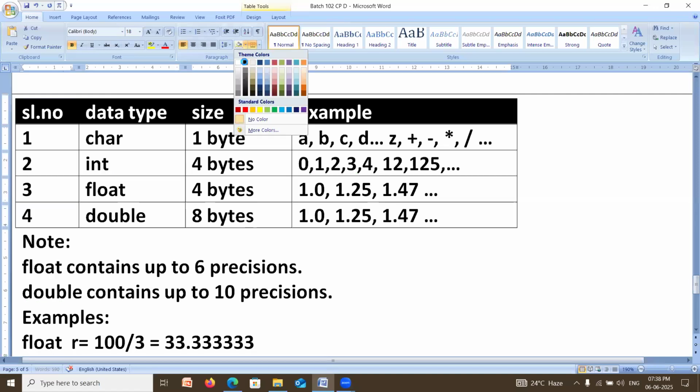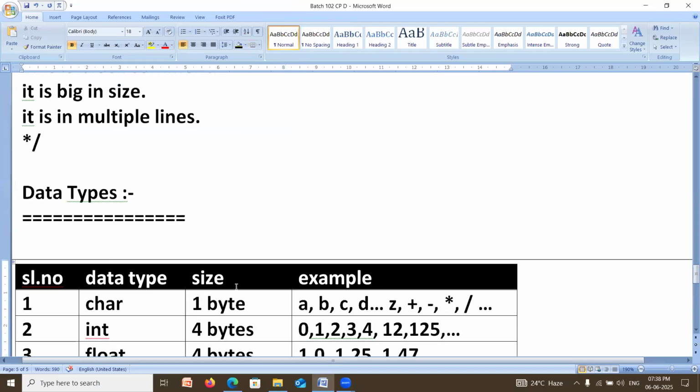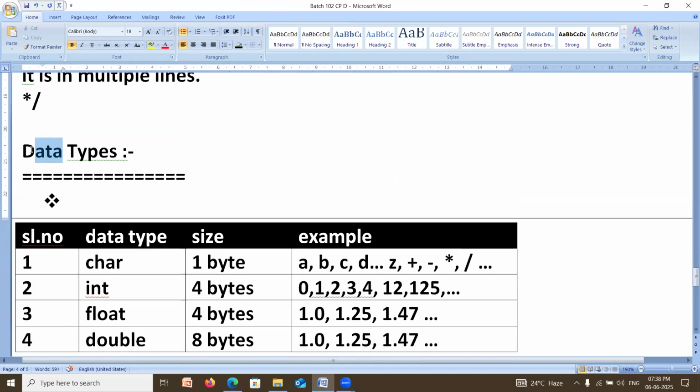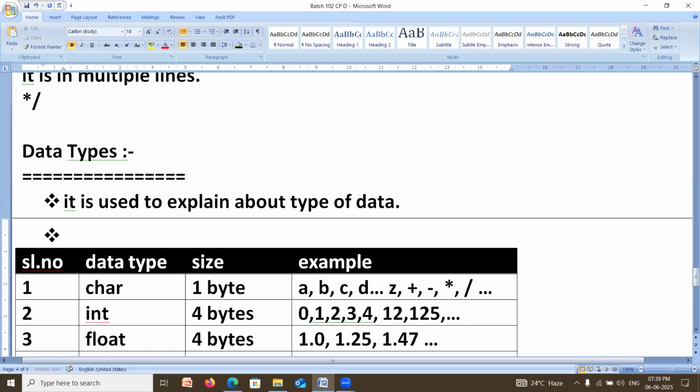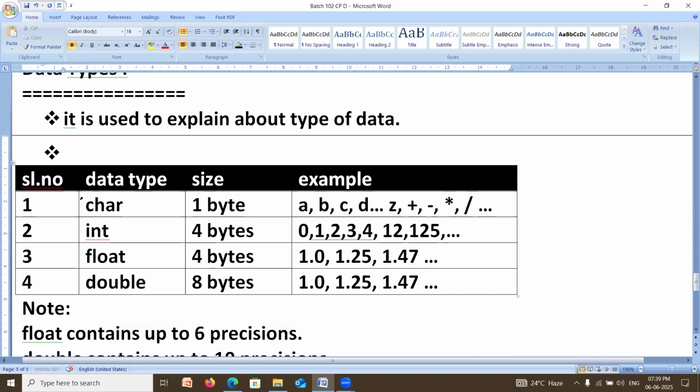It is about the data types. Now, what is a data type? Data type is used to explain about the type of data. What is the type of data? You can explain by using the keywords: character, integer, float, double.